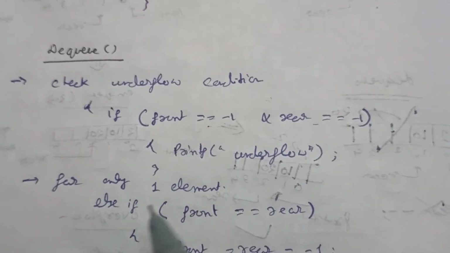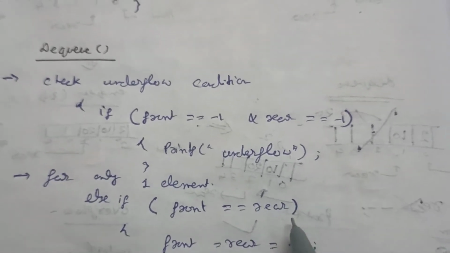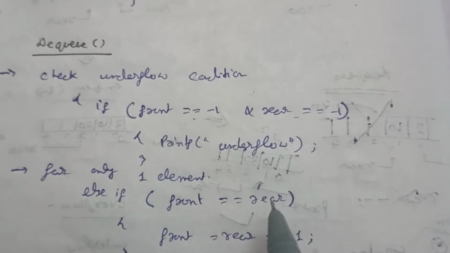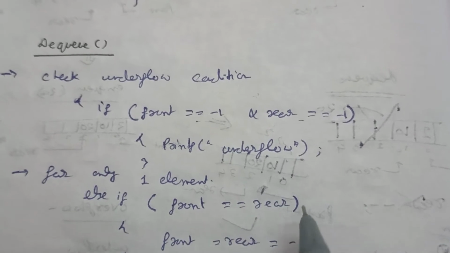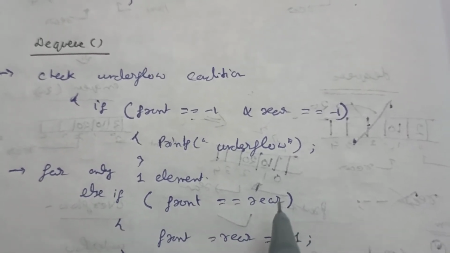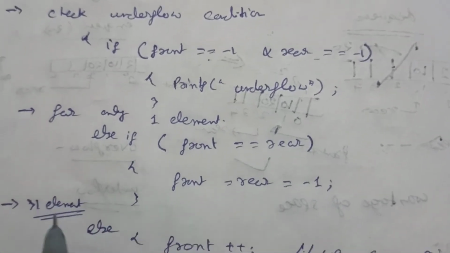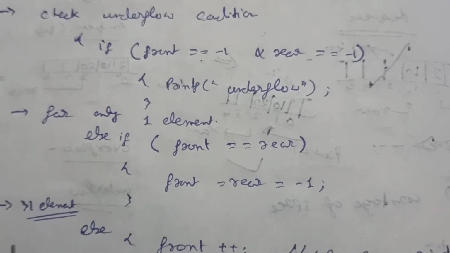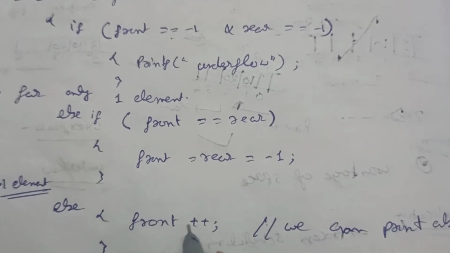So when there is only one element, then the front and rear are both at the same point. When front equals rear, that means only one element is present in the queue. If we delete the only element present in the queue, it will become an empty queue, and we know for an empty queue, front and rear both are -1. So we make front equals to rear equals to -1. If there is more than one element, then we just increment the front by 1, and that means our front element is deleted now.